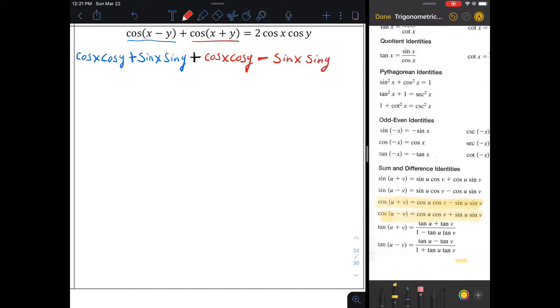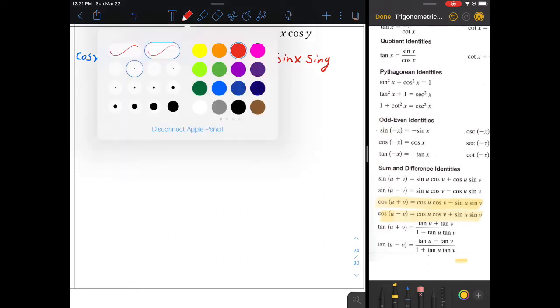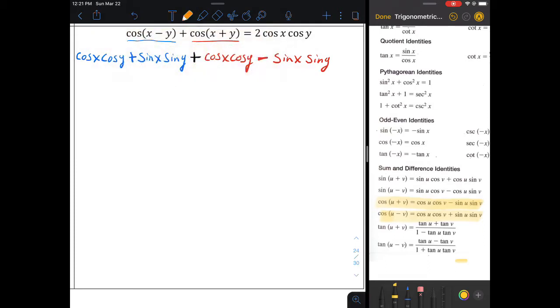Okay, well, now we look and we're going to see some things cancel. Sine x, sine y, minus sine x, sine y, they cancel. And it leaves me, this is a real short proof, two like terms right here I can put together, and that makes 2 cosine x, cosine y. And that is our right-hand side. All right, so we completed that proof there.